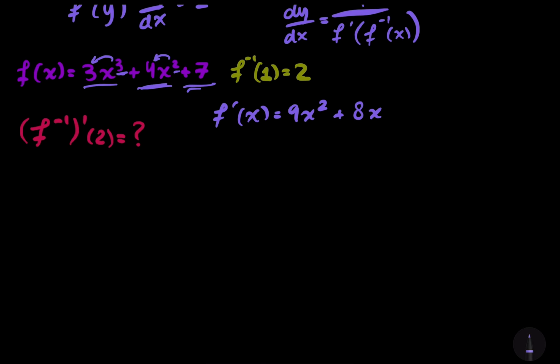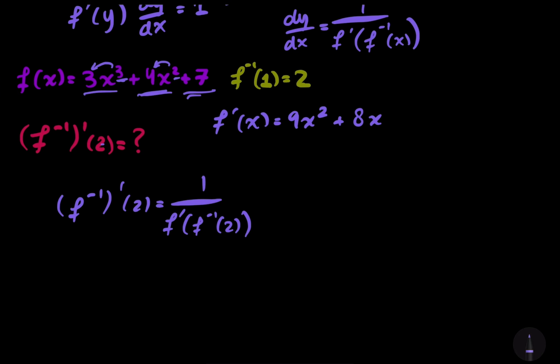Now we know that f inverse prime of 2 is equal to 1 over f prime of f inverse of 2. Sorry, my apologies, it's supposed to be f inverse of 1. So f inverse prime of 1 is given by 1 over f prime of f inverse of 1. We know that f inverse of 1 is just 2, because we were given that, so this is equal to 1 over f prime of 2, because we're just substituting.